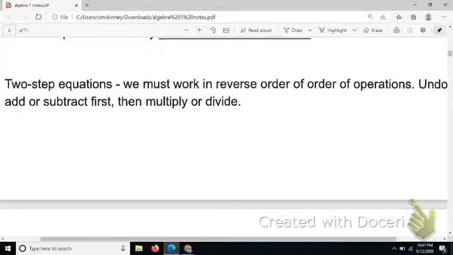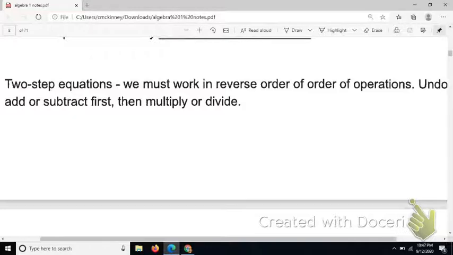For two-step equations, we actually are going to work in reverse order of operations. That means we'll usually be undoing the addition or subtraction first, then the multiplication or division. Sometimes we have to undo division first, if the entire side, like if there is more than one term in the fraction. So you'll see what we mean.